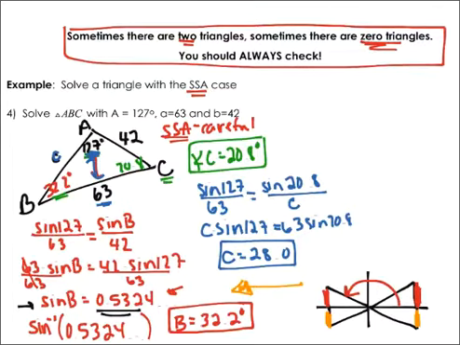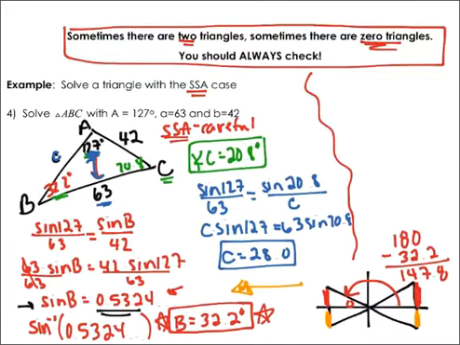Remember how we find the reference angles in the second quadrant? We do 180 minus whatever the angle was. Well, we knew that the angle, when we did the work, was 32.2. So if I do 180 minus 32.2, I'm going to get 147.8. So that's another possible angle.